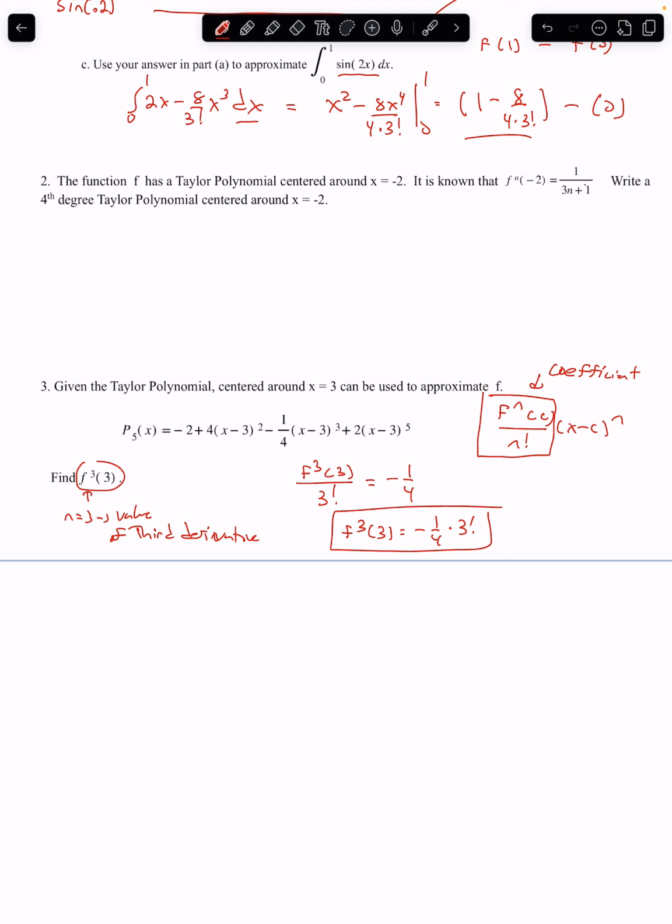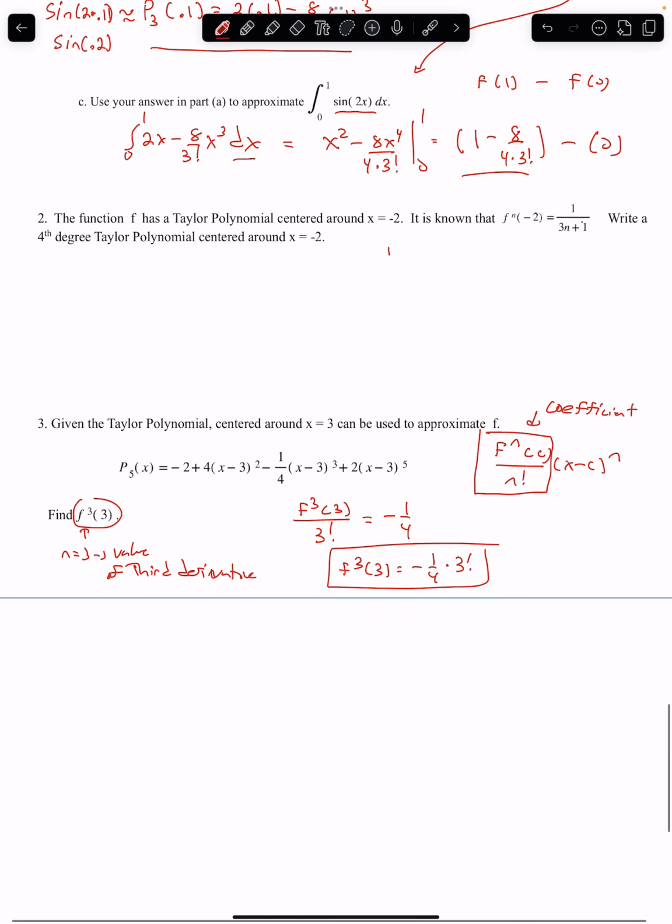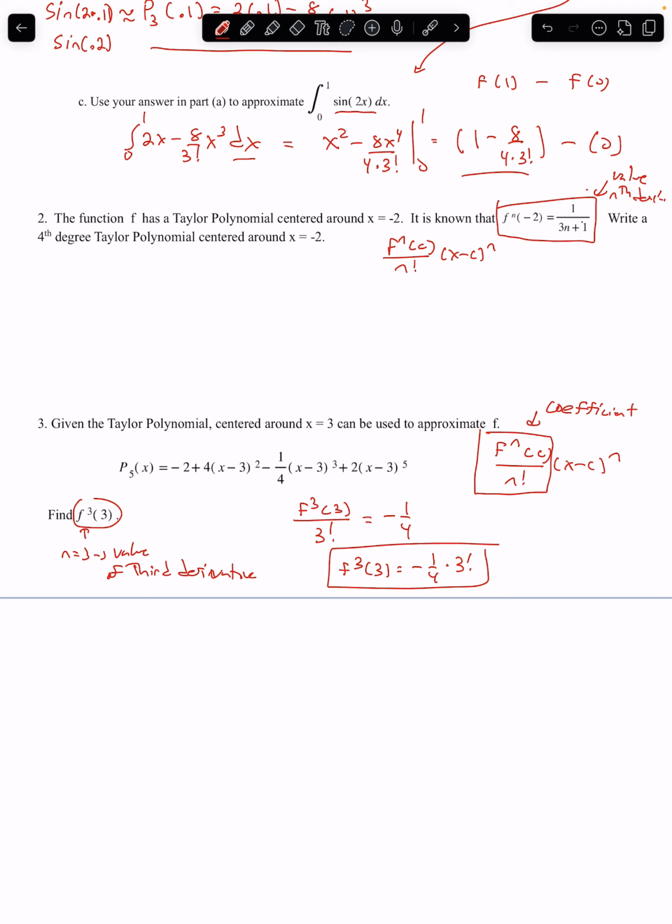All right, for part 2, I'm going to set this up right here. This is the same thing. It's all Taylor. So if you look at your Taylor polynomial, there's my rule. It says the function f has a Taylor centered around x equals negative 2. And we know the value of the nth derivative, that's what it's telling me. And they want to write a fourth degree Taylor polynomial. So we know we need 4 derivatives.